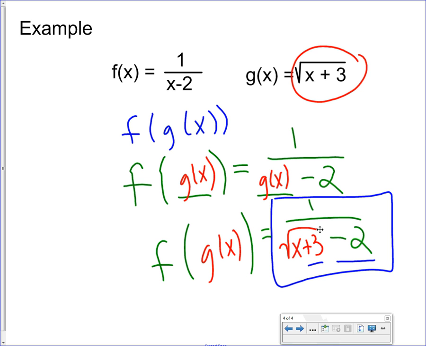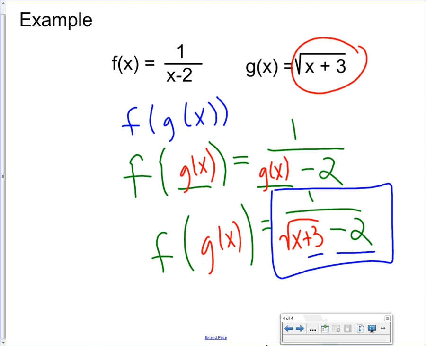So then our next piece of this is to figure out the domain. What is the domain of this function here? So first, I'm going to go back so we can see these.